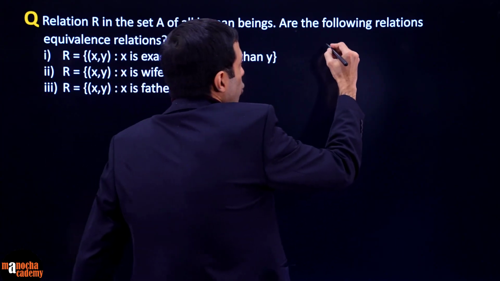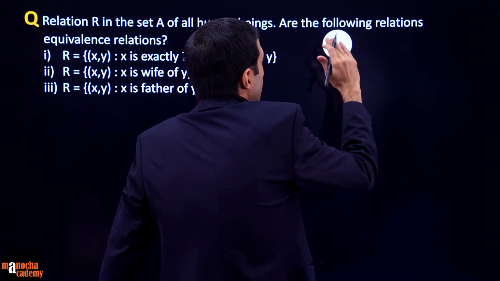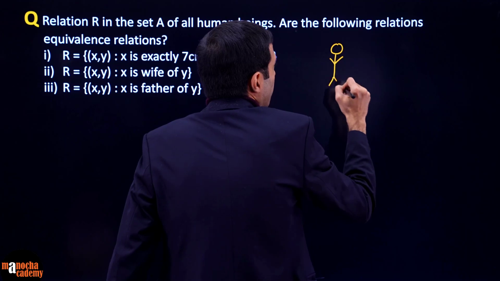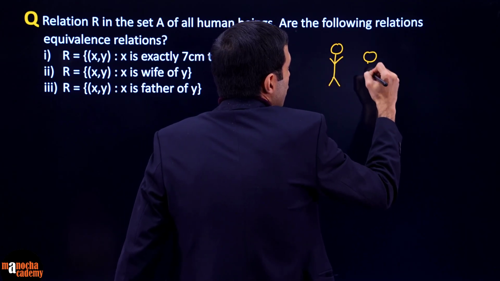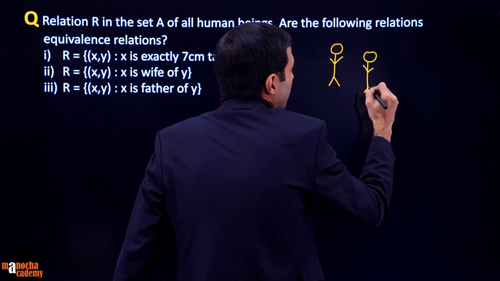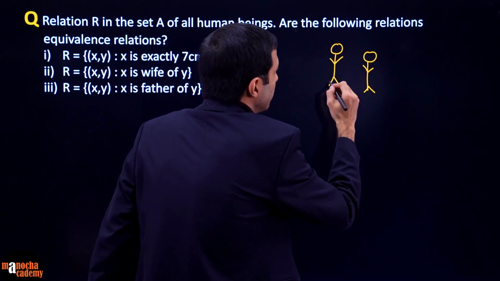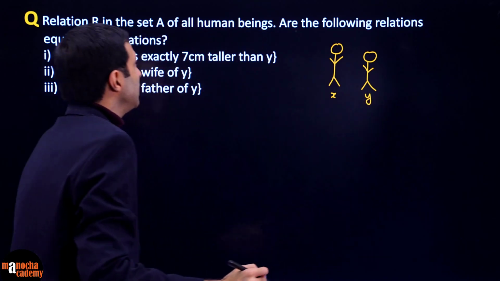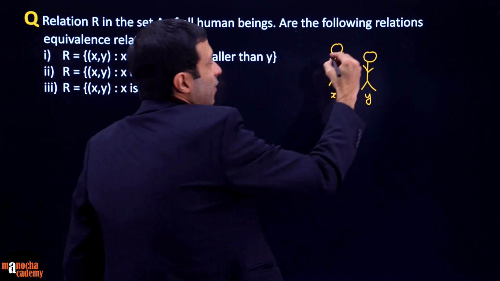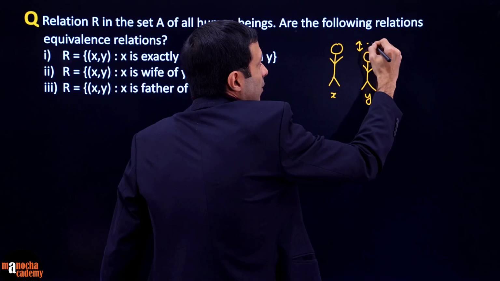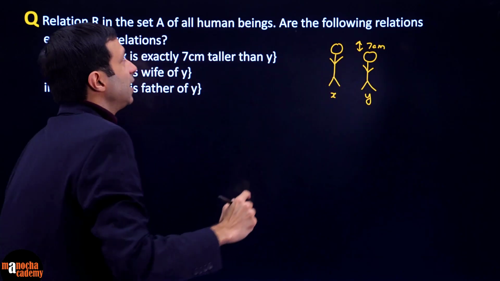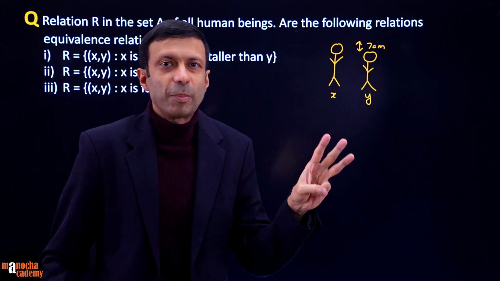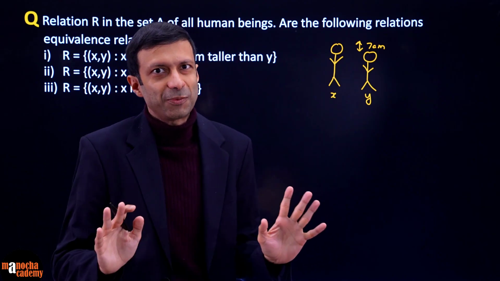So you're considering two people, right? So we can draw two people here. I'm not a great artist, but I'll try to draw something here. So basically you can see that these are the two people. This is x, this is y, and it says x is exactly 7 centimeters taller, right? So now is this an equivalence relation? Again, for equivalence relation, we have to show all the three properties: reflexive, symmetric, transitive.